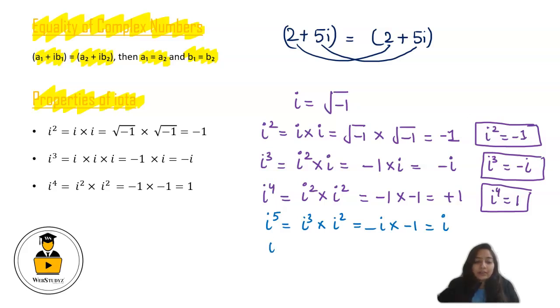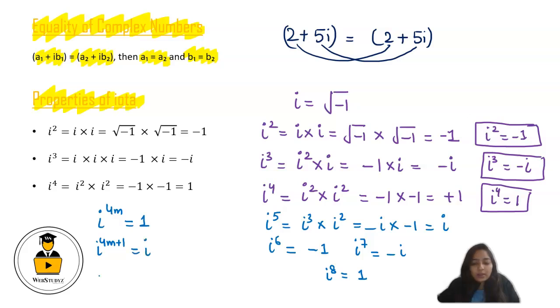That means if we find the value of iota raised to the power 6, this must be equal to minus 1. Then iota raised to the power 7 is equal to minus iota. And again iota raised to the power 8 is equal to 1. That means for iota raised to the power 4m, whenever there is a multiple of 4 in iota's power, this is always equal to 1. And iota raised to the power 4m plus 1 is always equal to iota. Iota raised to the power 4m plus 2 is always equal to minus 1. Iota raised to the power 4m plus 3 is always equal to minus iota.